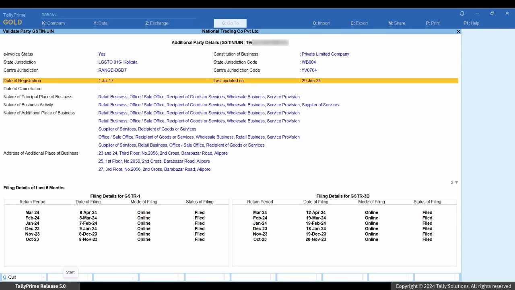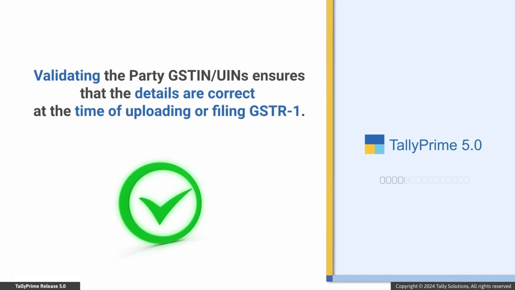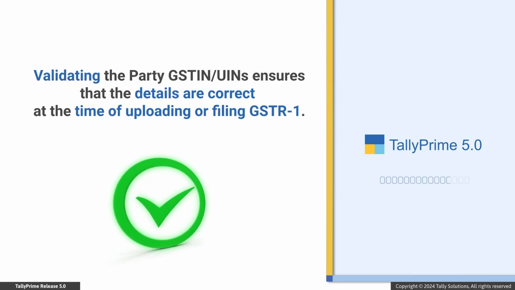This ensures that the information about all the parties is updated as per that on the GST portal. As you saw, the facility to validate the party GSTIN UIN ensures that the details are correct before you go on to upload or file GSTR1.